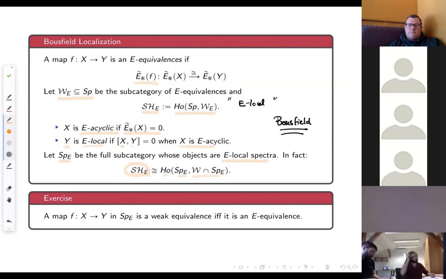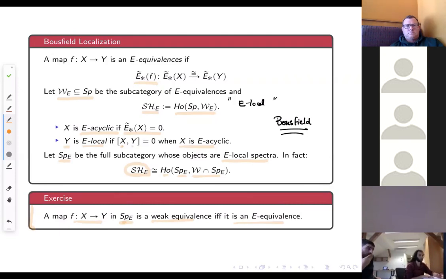Okay. And here I have an exercise. You might have to spend more time thinking about the concepts I just introduced, the definitions. But from the definitions, you should be able to prove that a map between e-local spectra, X and Y, is going to be a weak equivalence, so a pi star isomorphism, if and only if it's an e-equivalence. So between e-local spectra, the weak equivalences we're interested in the stable homotopy category are detected by E-star homology. You can use E-star homology to tell when two things that are e-local are actually weakly equivalent.